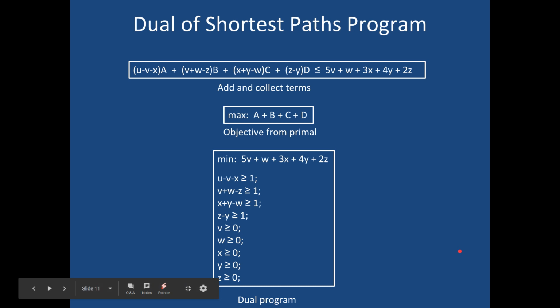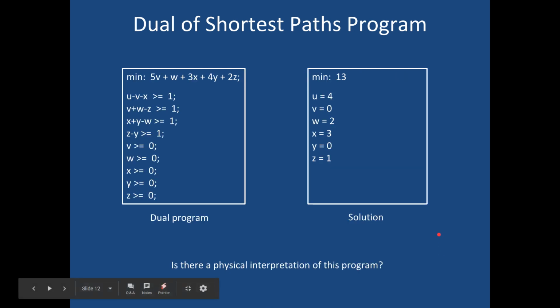So that is the dual to the program that we did before the break. It's a minimization problem, and when you solve it, you get that solution. And you get the same answer, 13, that you got out of the first one. The question becomes, is there any way to interpret the answer physically? In what sense is this giving you an answer?